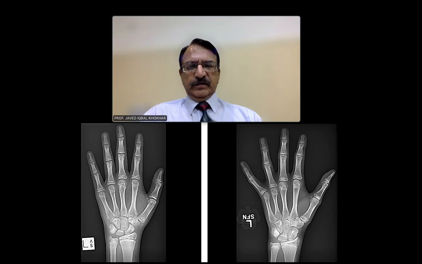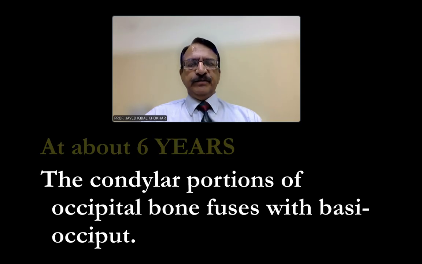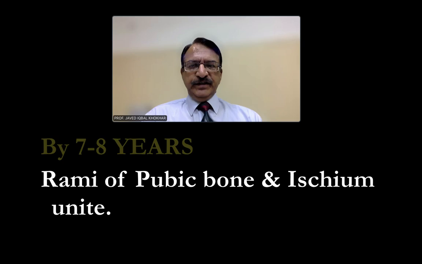Now this shows all 8 carpal bones have appeared: 1, 2, 3, 4, 5, 6, 7, 8. So the pisiform, which appears in 12 years, is present, so the child is approximately 12 years. At about 6 years, the condylar portion of the occipital bone fuses with the basio-occiput. By 7 to 8 years, the rami of the pubic bone and ischium bone unite.